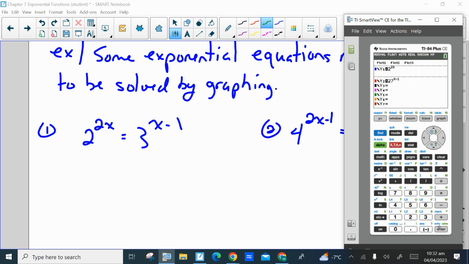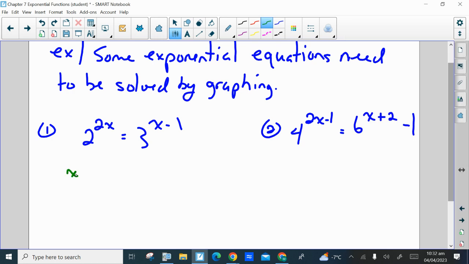2 to the power 2x is our first equation. And that must equal 3 to the power x minus 1. Again, we graph and find our point of intersection. It looks like it's negative 3.8. But just to confirm, let's quit out of that and bring our x value back. So yes, if we round to the nearest hundredth, it'll be negative 3.82.